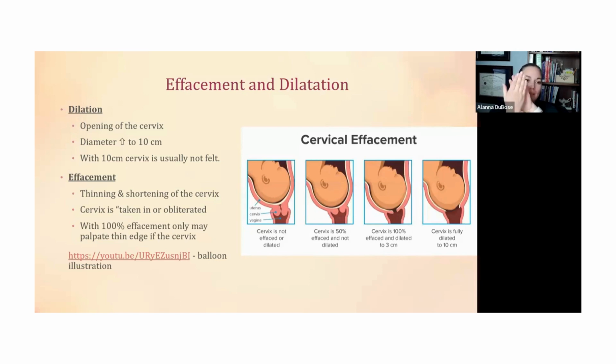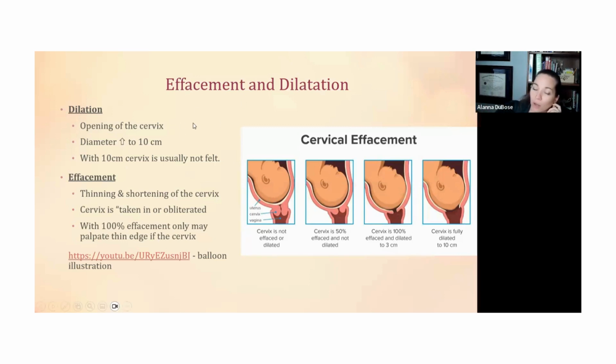Okay. And then when it gets completely thin, it might still not be dilated. You can be 4 centimeters and 100% effaced. And what we call that is tissue paper thin. So you can actually find the edge and feel the cervix all the way around. And it's still only about 4 centimeters, but it's tissue paper thin. It's 100% effaced. Okay. So let me go back to this and show you.